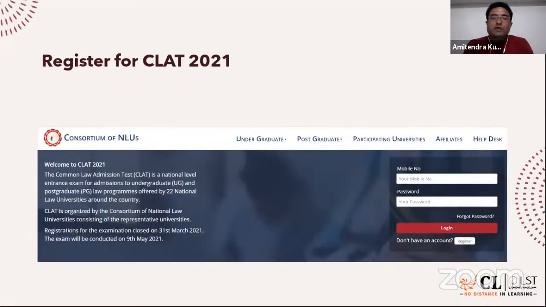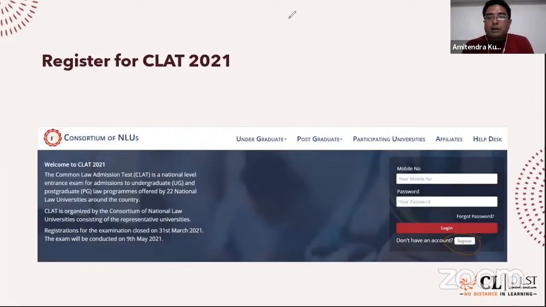So the first process while you are applying for CLAT 2021 is to register yourself. Whether you wrote CLAT 2020 and you are retaking it in CLAT 2021, you still need to register yourself. So your previous login ID will not work over here. You need to change your password over here. So for that, you have to register, where you get the tab over here. Just below the login, you will find a tab for register. That's the step one when you are registering or applying for CLAT 2021.